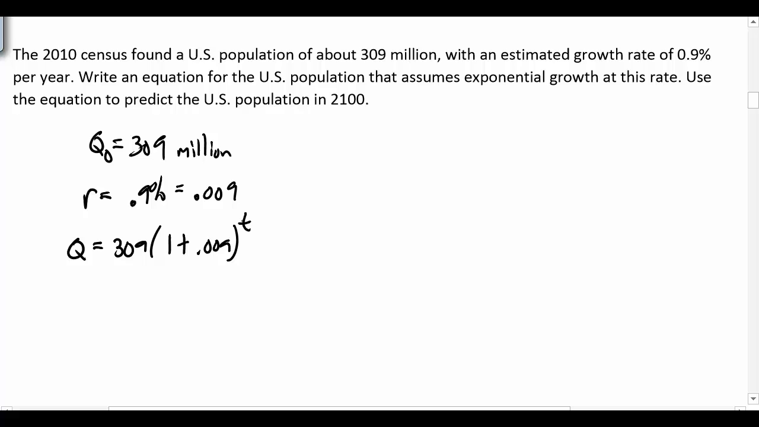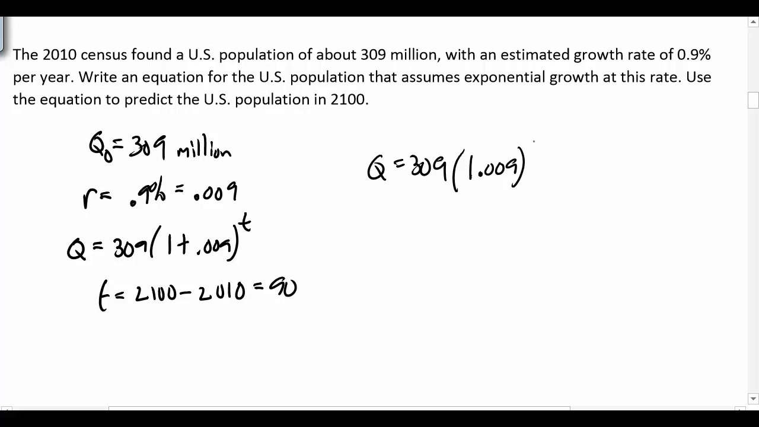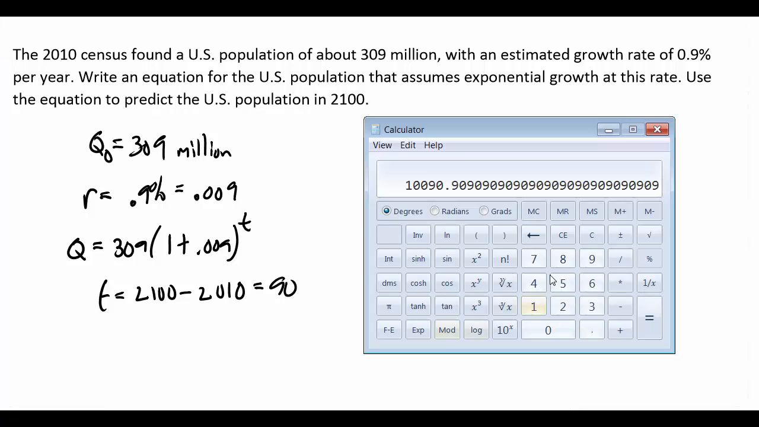Okay, in the year 2100, so answer that question. Well, how much time has passed then? For 2100 minus 2010, we're only looking at 90 years. So to find the amount at that moment would be 309 times 1.009 raised to the 90th power. Now this is one you've got to be careful of with your calculator. So I'll walk you through how to do this.